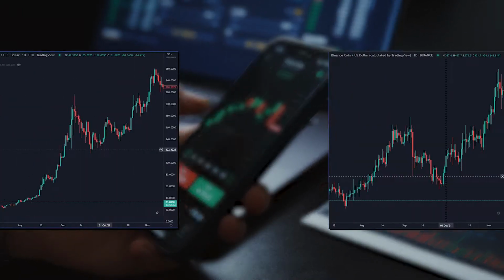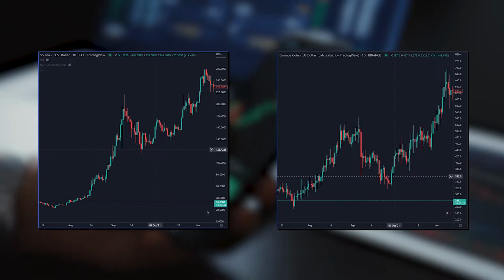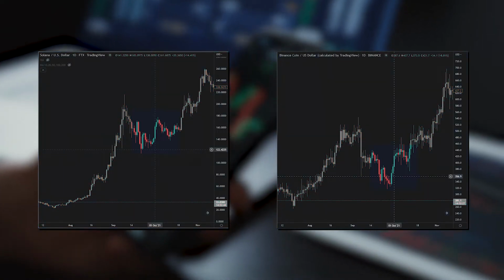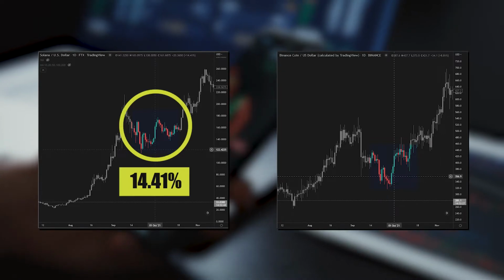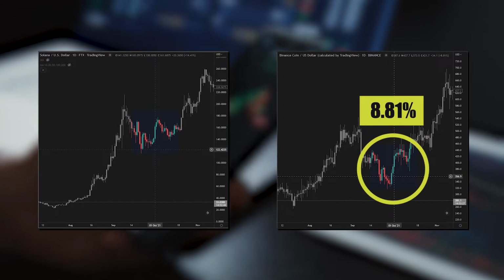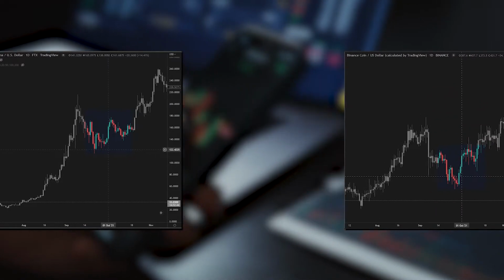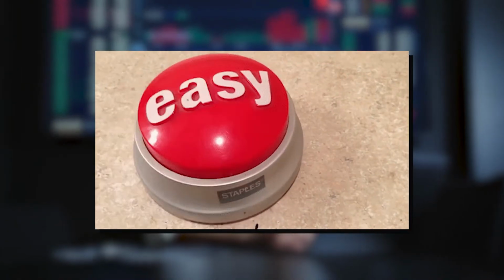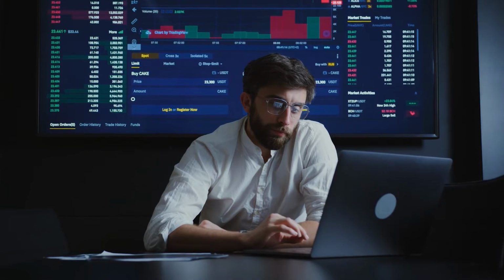Let's compare these two charts of Solana and BNB. If we only look at the candle from the 1st of October 2021, you see that Solana went up 14.41%, whereas BNB only went up 8.81%. Now, considering this, would you still set the same take profit on both coins? Probably not.